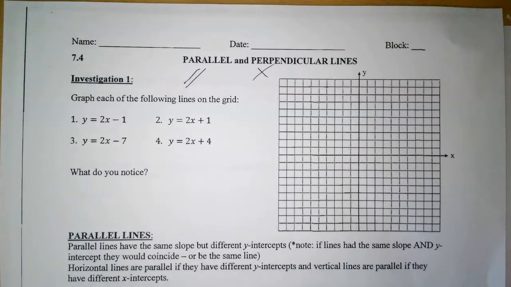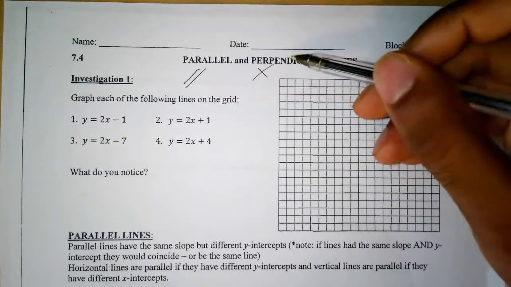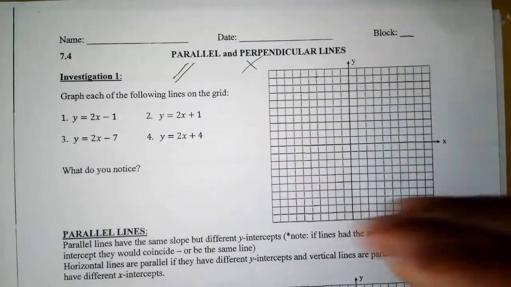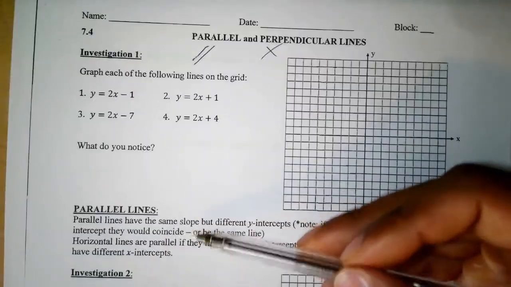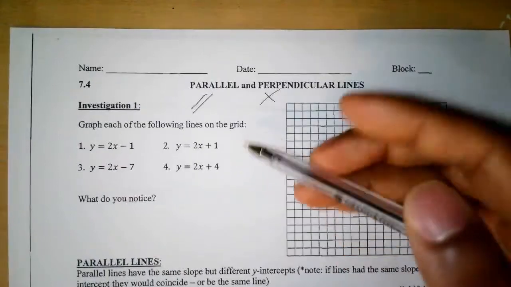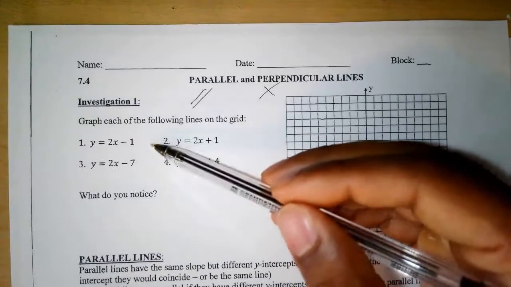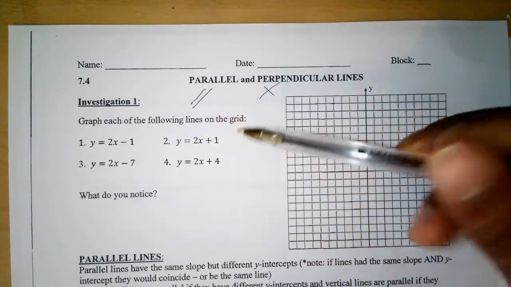Okay. So when does this occur? When do perpendicular lines or parallel lines occur in an equation? How can you recognize them? So before we just jump into the little definition here, we'll just do a little investigation. So it says to graph each of the lines. We'll graph two. Once you get two, you'll get the idea. You don't have to graph all four.